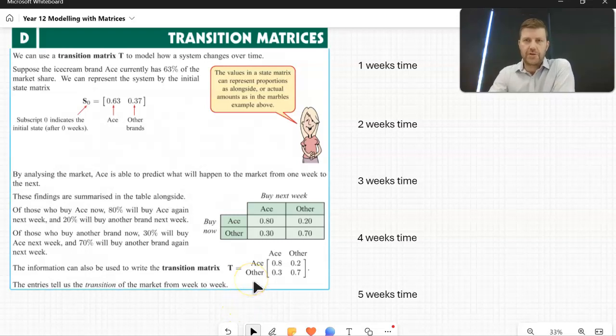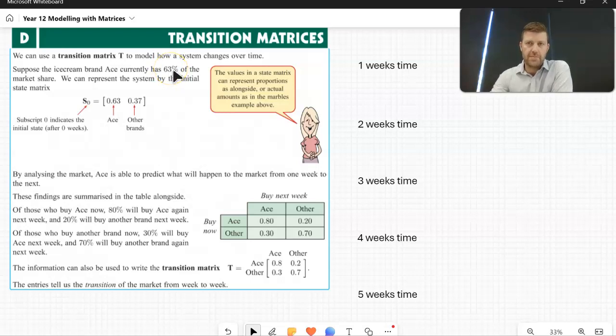Today's video we're going to be looking at transition matrices. Transition matrices are good as they help us model how a system changes over time. For example, transition matrices can be used to look at how a population may change over time. Transition matrices can be used to look at how consumer habits change over time in terms of what products they're purchasing.